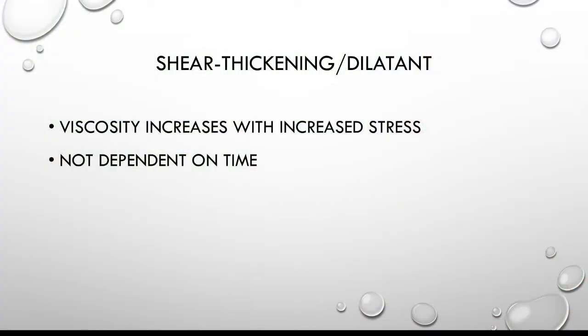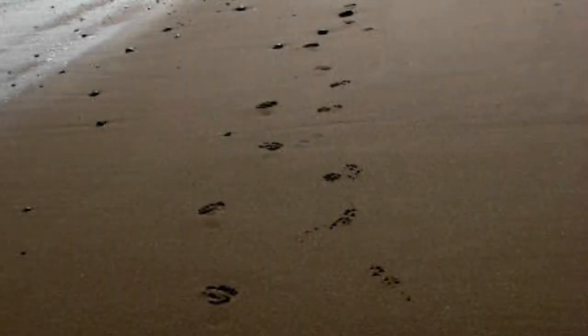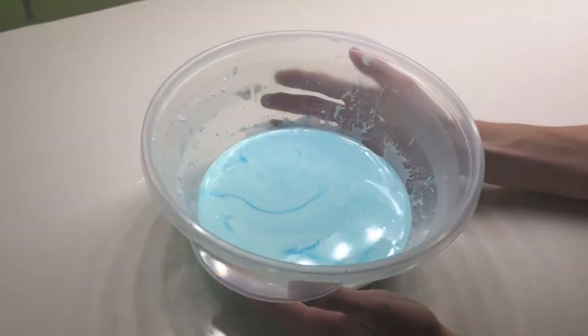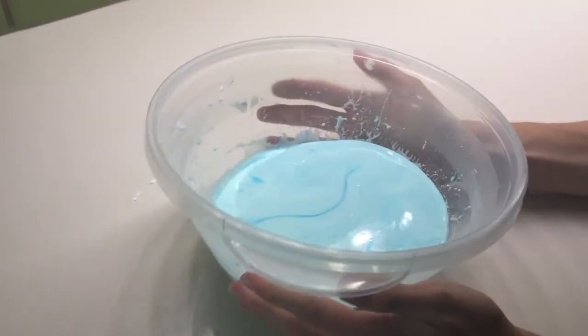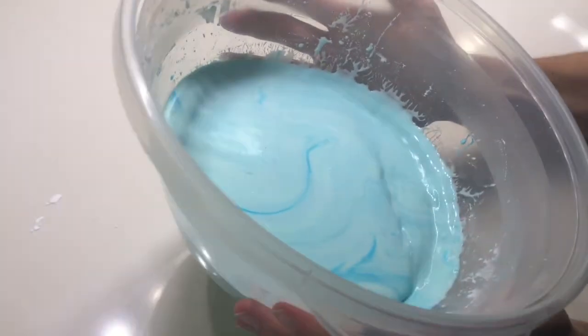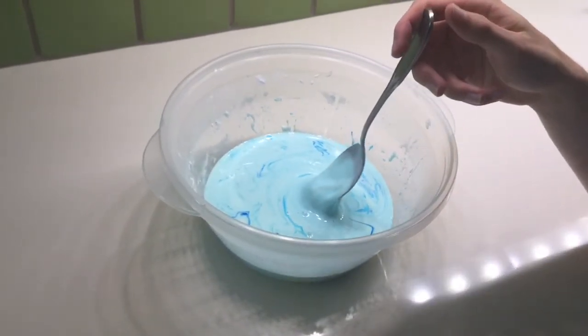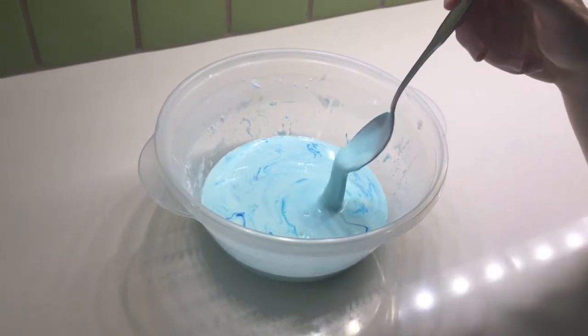The viscosity of shear thickening or dilatant fluids increases with increased stress. They're also not time dependent and include wet sand and the mixture of cornstarch and water. One of the most common examples of a dilatant is the mixture of cornstarch and water, or oobleck. As we can see, the fluid appears to be a liquid, but when stress is applied, the fluid rearranges to form a solid.